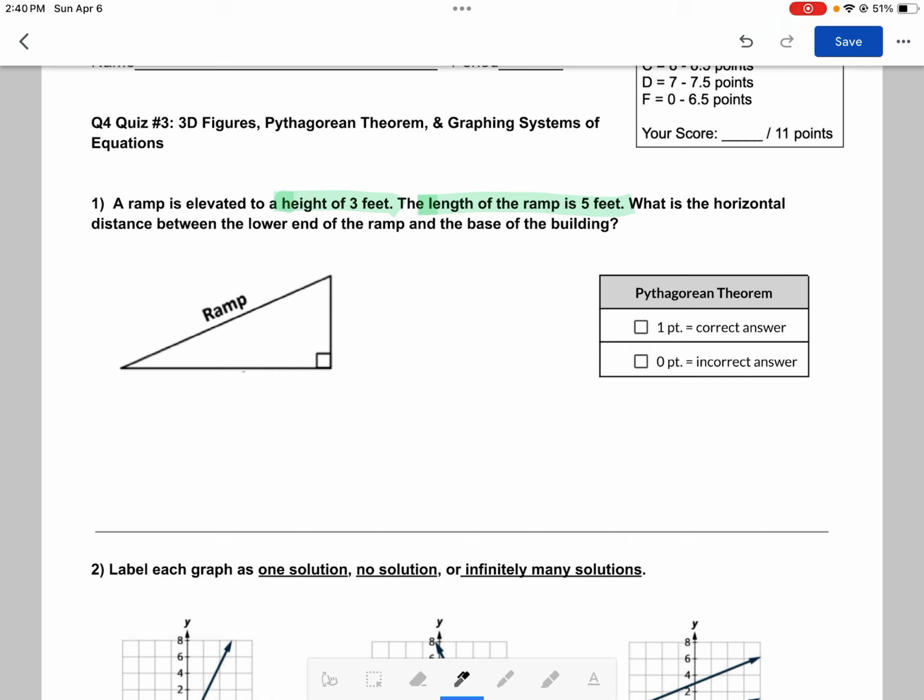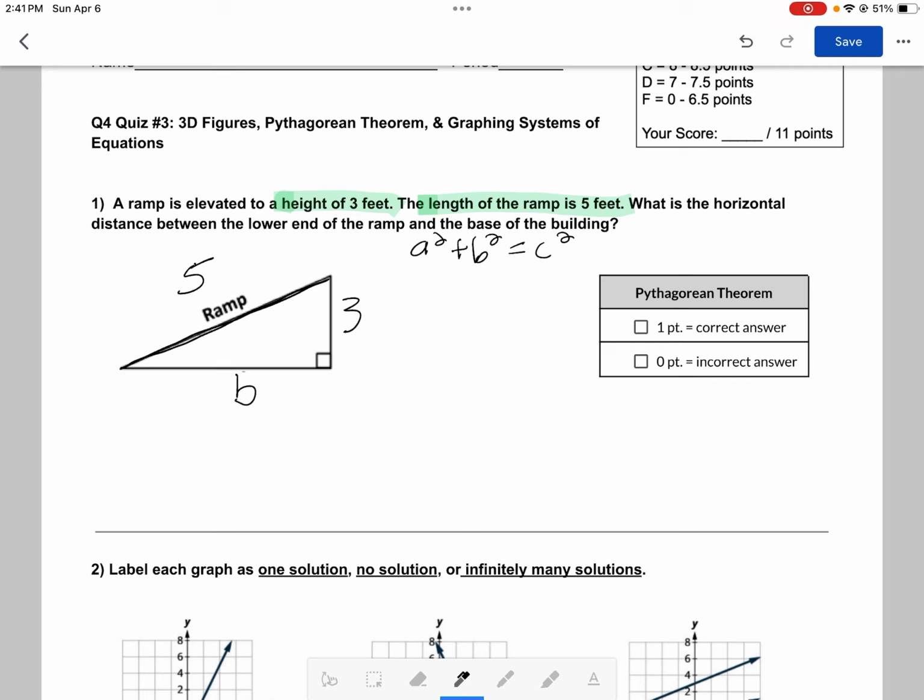Okay, so let's look at this. We need to figure out if the height is elevated to 3 feet. I know this is going to be the height of my ramp, so that's going to be 3. Remember that the Pythagorean theorem is a squared plus b squared equals c squared. The length of the ramp is 5 feet, so I know this is the ramp here. So this is 5. And we're trying to find b.